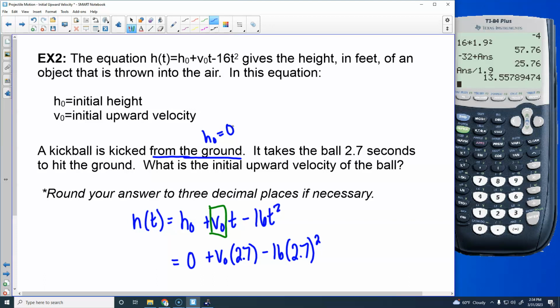Okay. All right, Evan? Also 0 for h of t. How do we know that? Because it hit the ground. When you hit the ground, height is also going to be 0. So we put a 0 really in both places there.